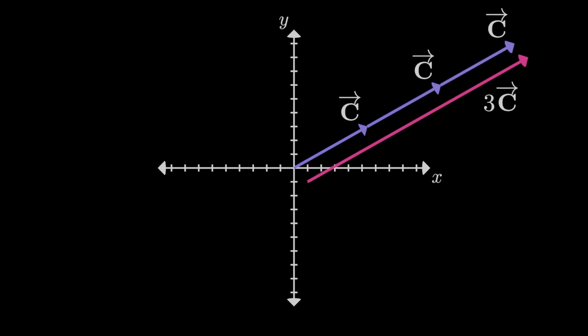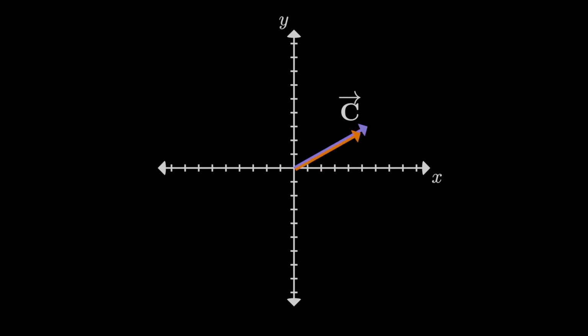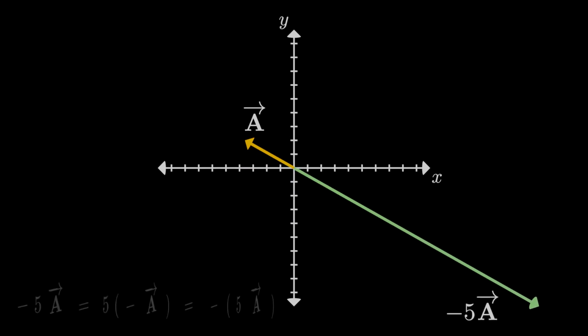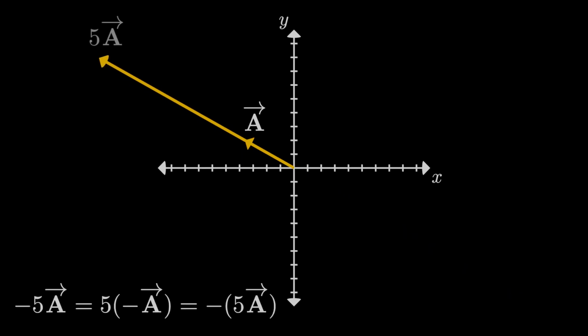So if you want to multiply a vector by say 1/2, you just scale the vector down until it's half of what its original length was. What if I want to multiply a vector by negative 5? Well, we can think of this as two operations actually. One is taking the negative of the vector, and the other is scaling it up by a factor of 5. And you can actually do these two operations in whatever order you want. 5 times negative a is the same as negative 5 times a.